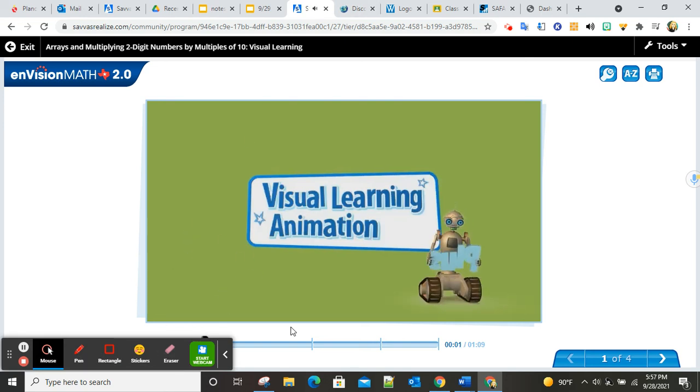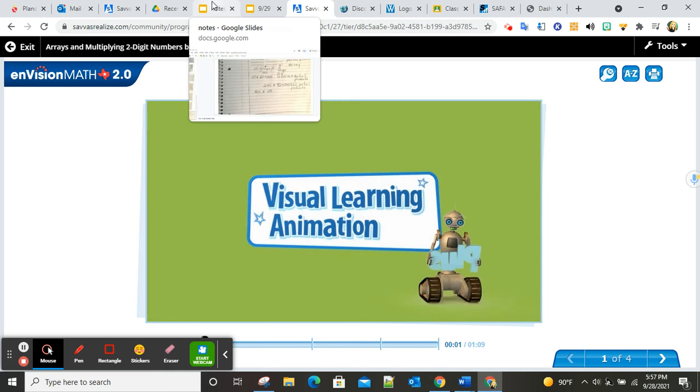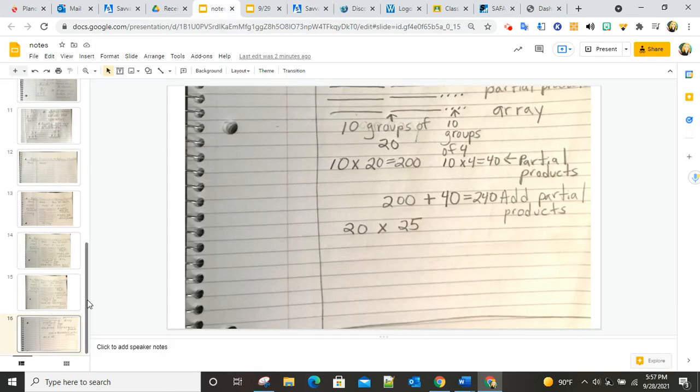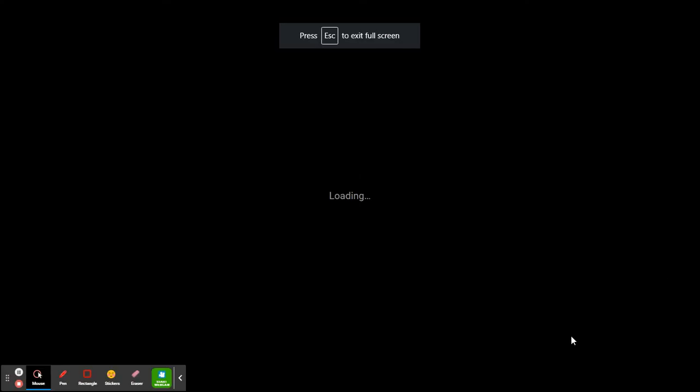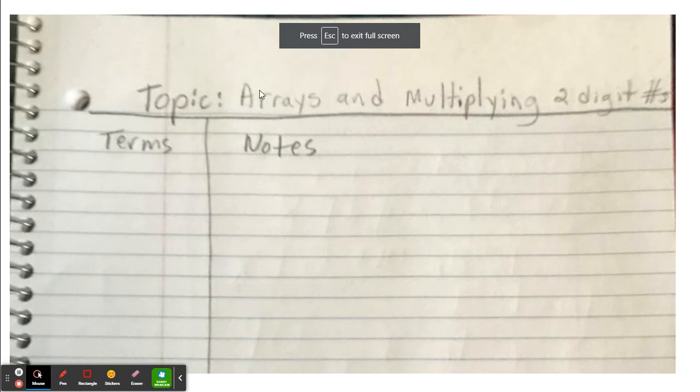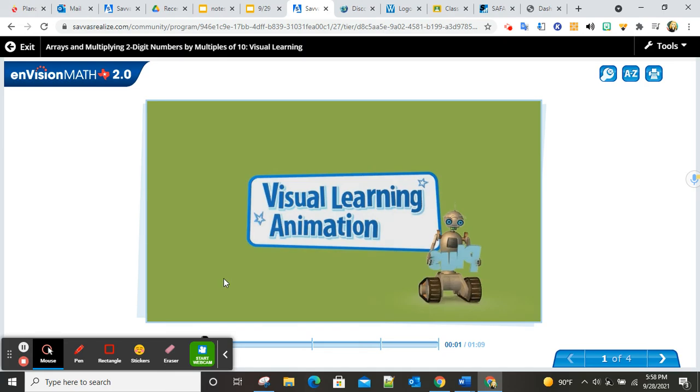Well, actually, I'm going to pause the video because I need to show you my notes. So here are the notes. Remember, at any time, you can pause the video, but the topic is arrays and multiplying two-digit numbers. And I've set up 2-column notes with terms and notes. You can pause the video at this time to write this down. Let's start watching the video.